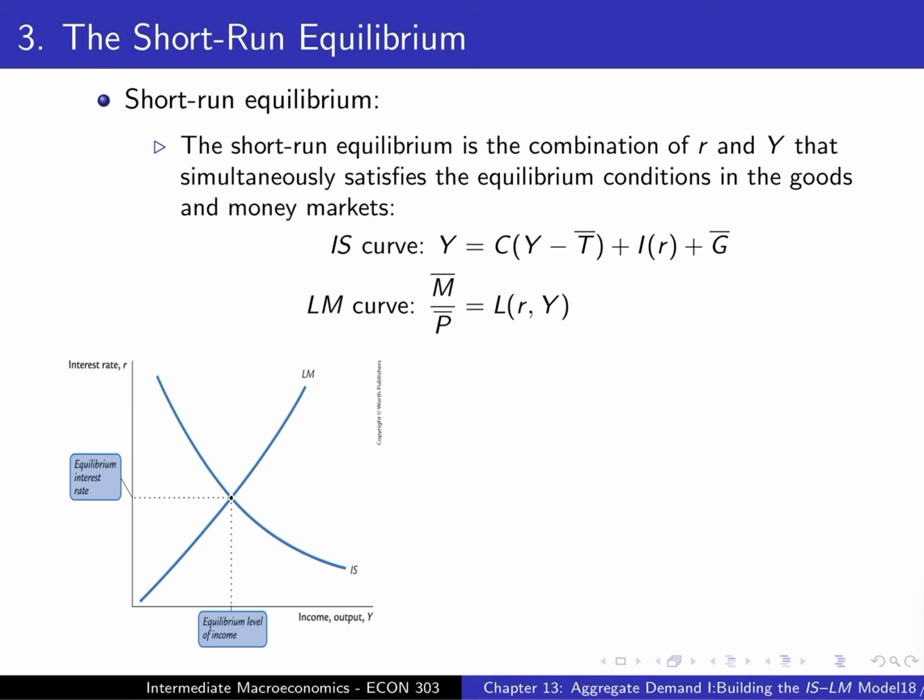At the intersection of the IS and LM curves, the goods market is in equilibrium. Actual output equals planned spending. The money market is in equilibrium. Money demand equals money supply. This gives us the equilibrium interest rate and the equilibrium level of income or output.